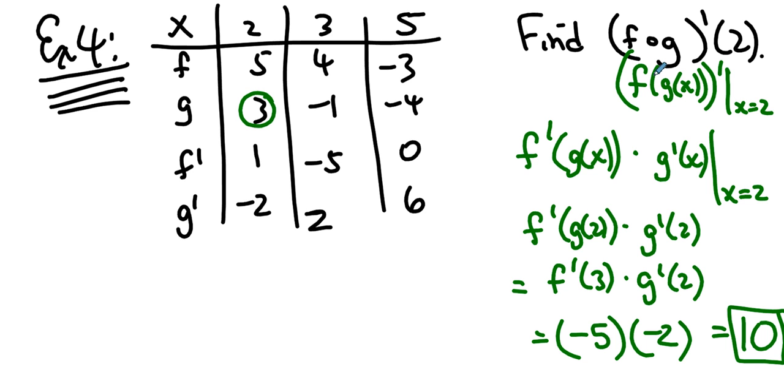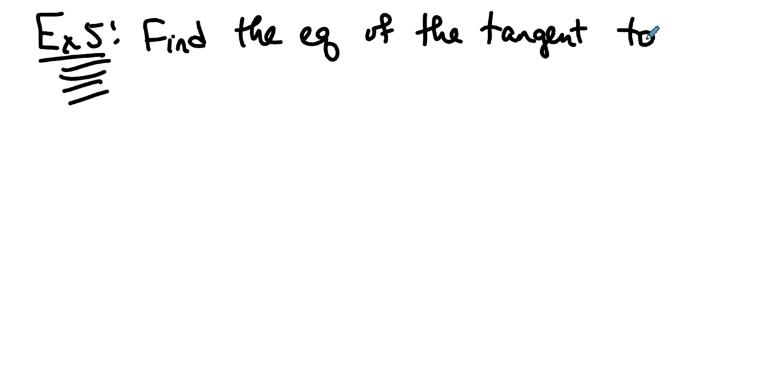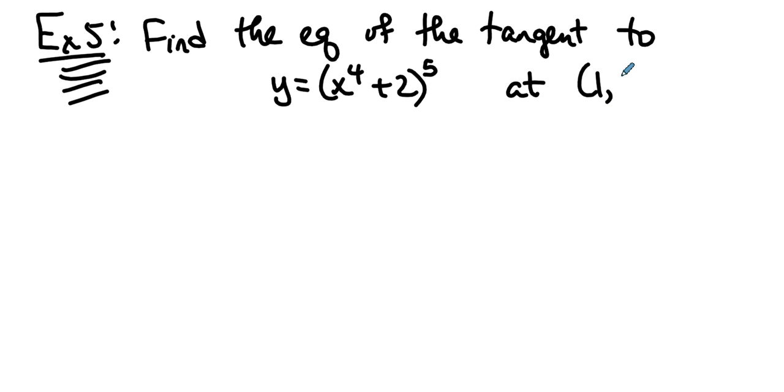F of g is a function, and at x equals 2, the tangent line has a slope of 10. This is something we anticipate that you will know how to do. Let's go with this. Find the equation of the tangent to y equals x to the 4th plus 2 to the 5th power at the point 1, 243.